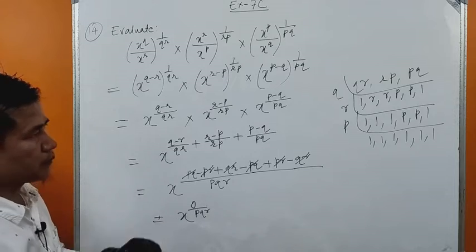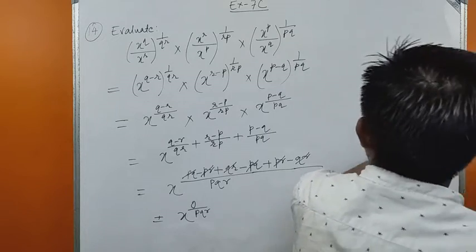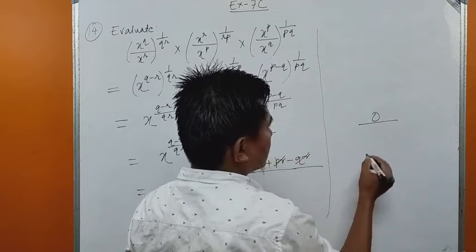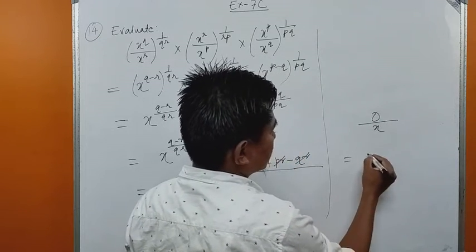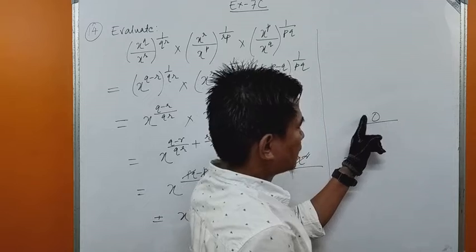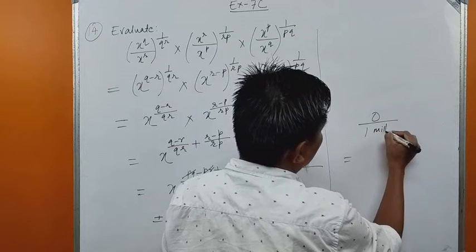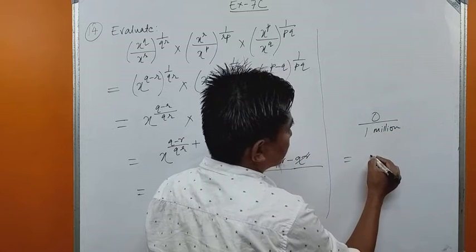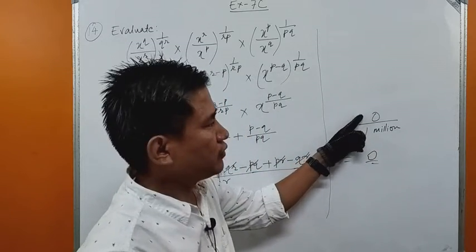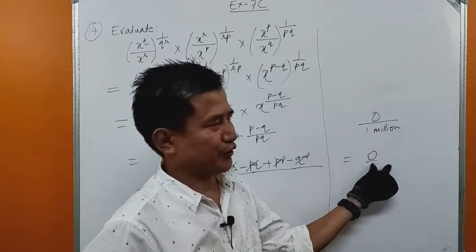x to the power 0 upon pqr. Now we know that any number whose numerator is 0 is always 0. What I mean to say by that is, if a number is 0 in the numerator and there is any number, suppose x, in the denominator, the value will be 0. If the number in the numerator is 0 and there is 1 million or 1 trillion in the denominator, then also the value will be 0. When the number in the numerator is 0, whatever the number in the denominator, it doesn't matter, the answer will be straight away 0.